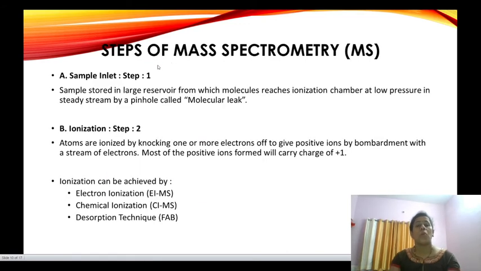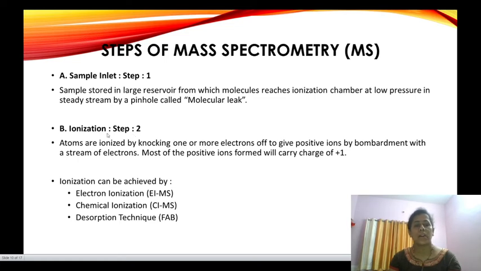Now, we are going to see the steps of mass spectroscopy. First step, that is the sample inlet. Step number 1: samples are stored in a large reservoir from which molecules reach the ionization chamber at low pressure in a steady stream through a pinhole called a molecular leak.